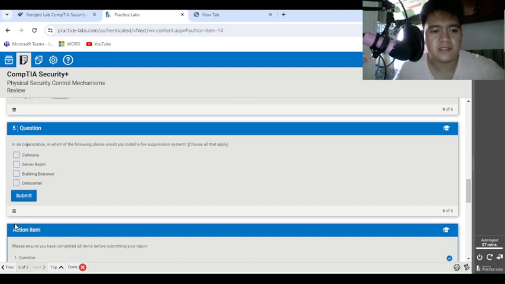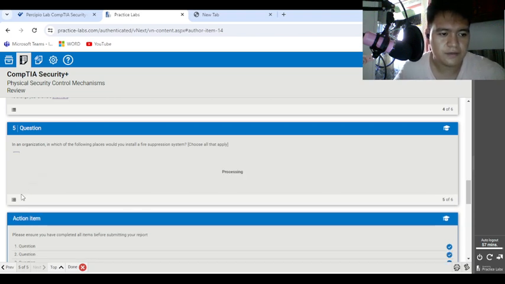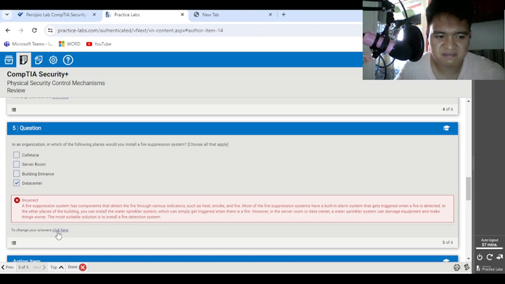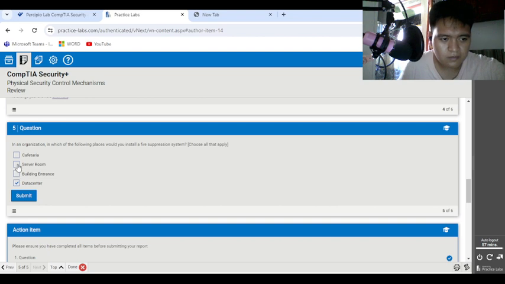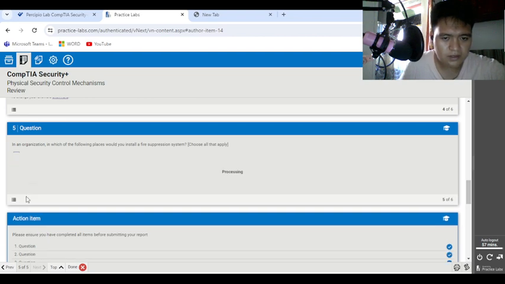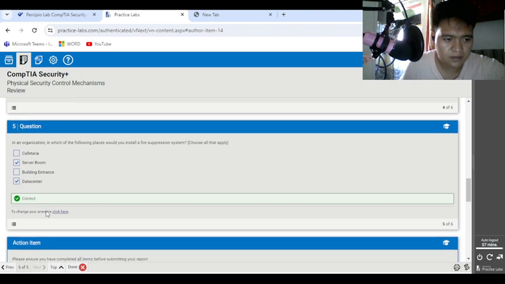In an organization, which of the following places will you install a fire suppression system? Data center. Server room and data center. I think it's server room and data center. Server room, data center.